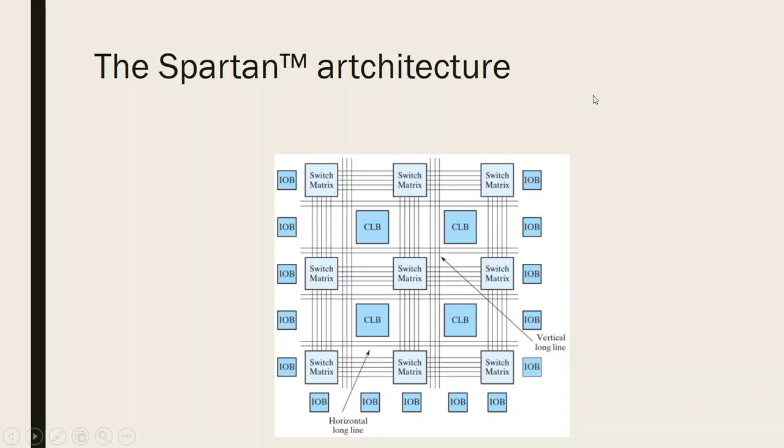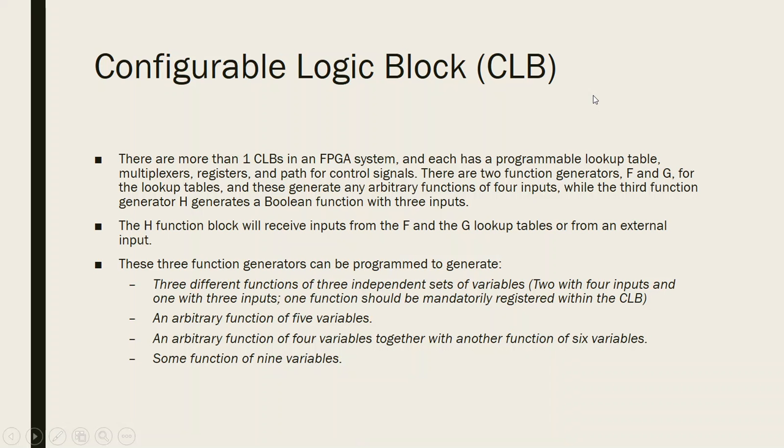The generic block diagram of a Spartan system is presented here. You can see there are various IOBs, which is the input output buffers. You have CLBs, 4 CLBs here, which are the configurable logic blocks, and then you have various switch matrices which control the flow of the signal by switching the lines. Then you have the horizontal and the vertical lines which carry instructions. So let us have a detailed look at each block now.